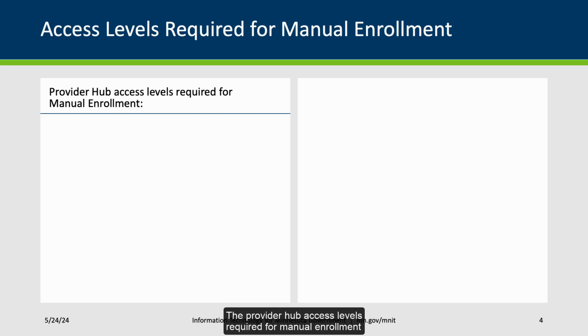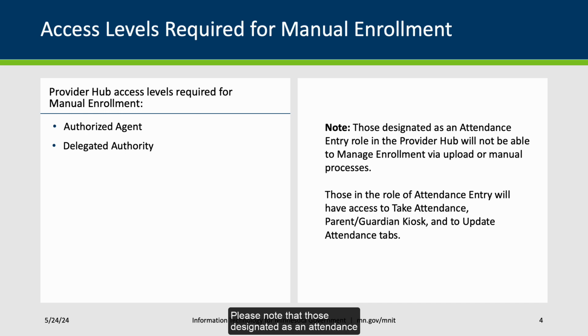The Provider Hub access levels required for manual enrollment are authorized agent or delegated authority. Please note that those designated as an attendance entry role in the Provider Hub will not be able to use Manage Enrollment via upload or manual processes. Those in the role of attendance entry will have access to Take Attendance, Parent/Guardian Kiosk, and to update attendance tabs.